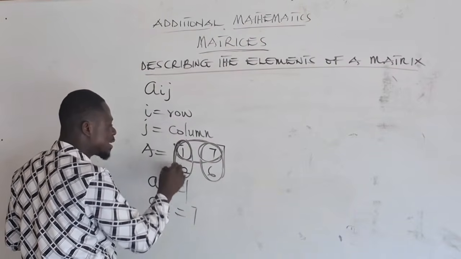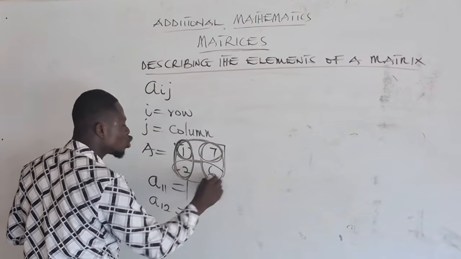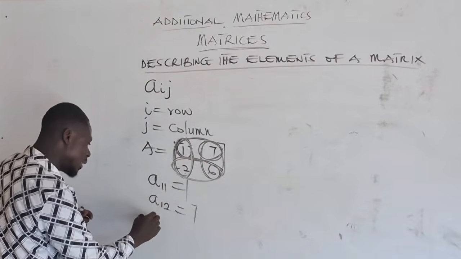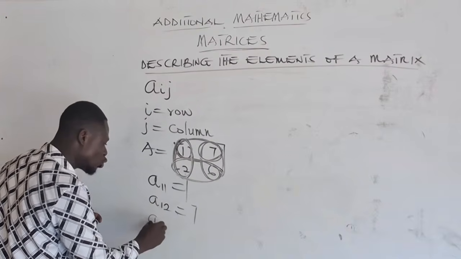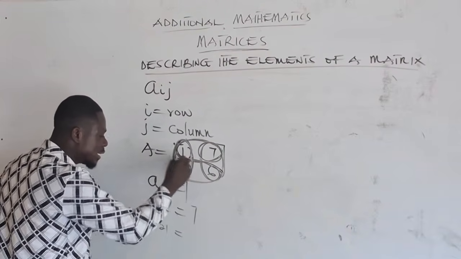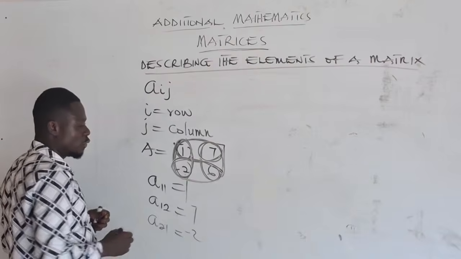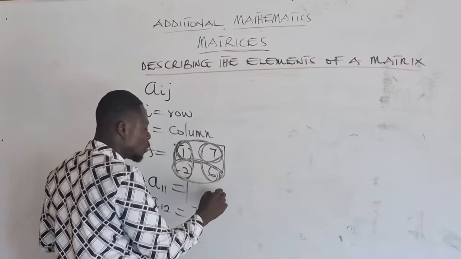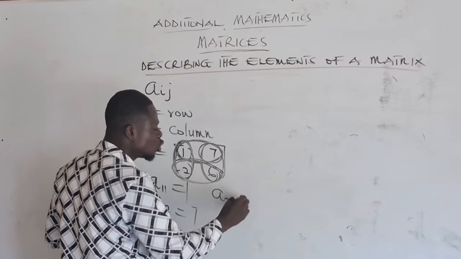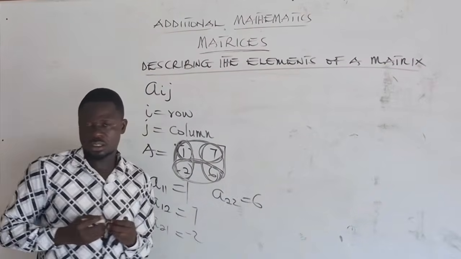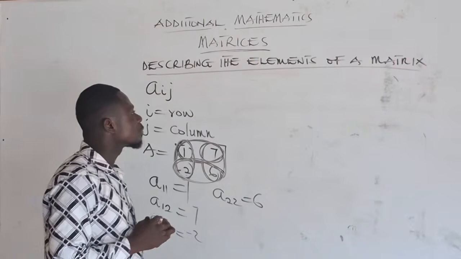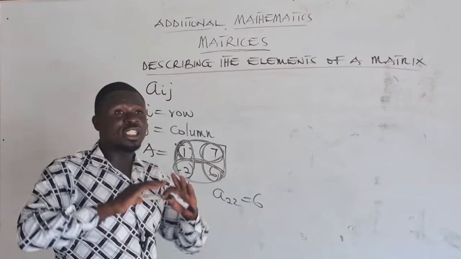This one is in the first column, second row. So second row, first column. So this will be A21, and that is -2. We can also do it for this. This one is second row, second column. So A22 is 6. I hope you've gotten it. Thank you very much. Now let's look at the general way of writing matrices or representing the elements in a matrix.